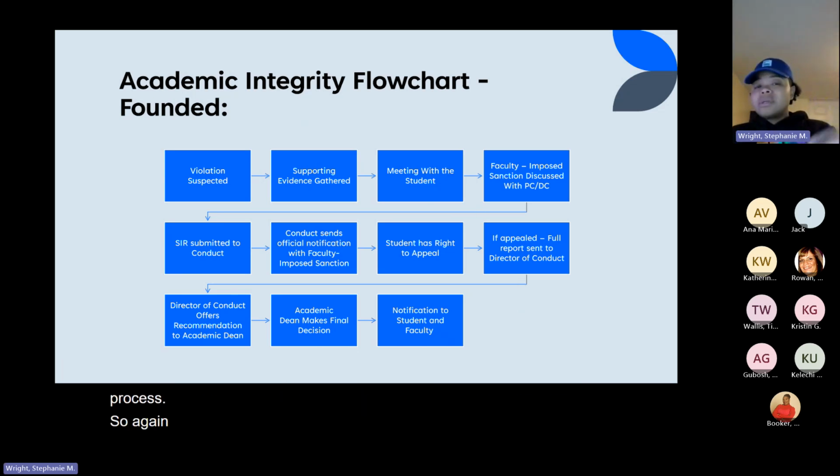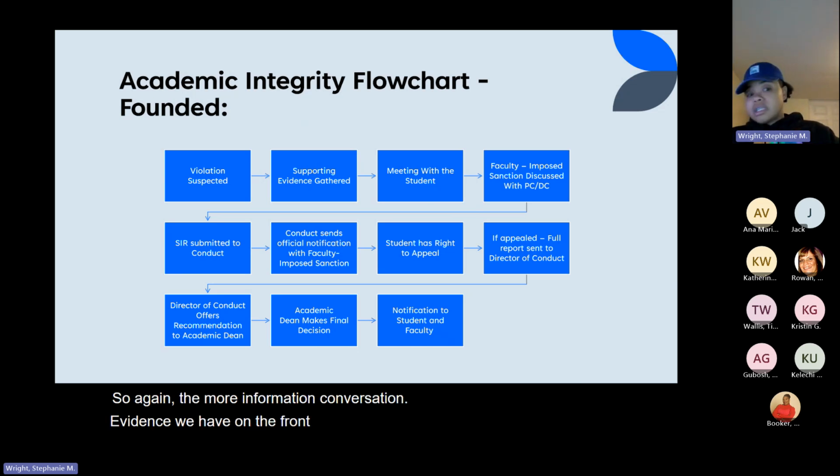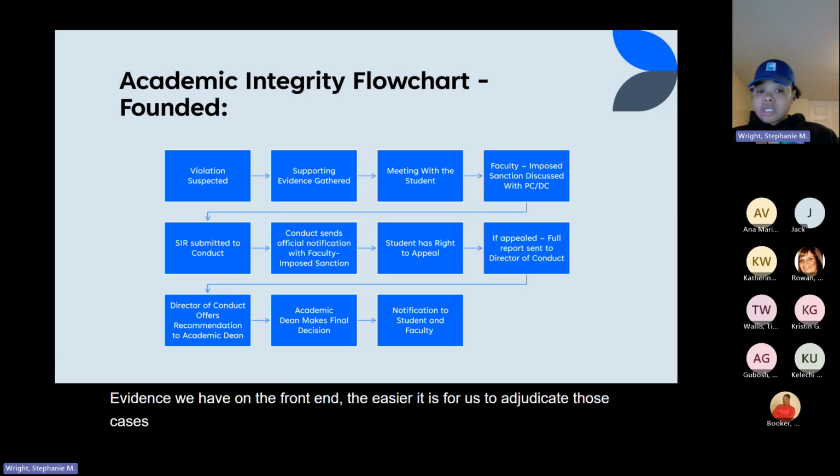So again, the more information, conversation, and evidence we have on the front end, the easier it is for us to adjudicate those cases, address any appeals that they may have.